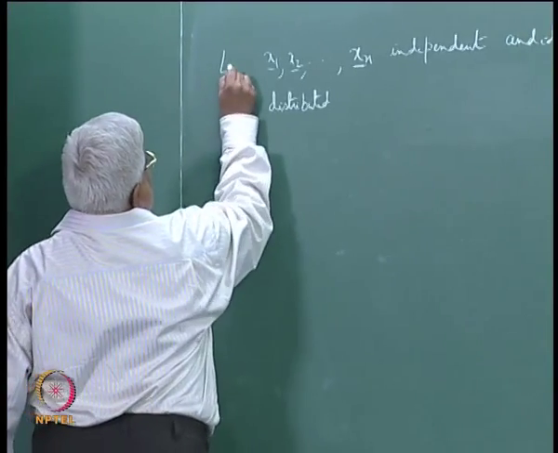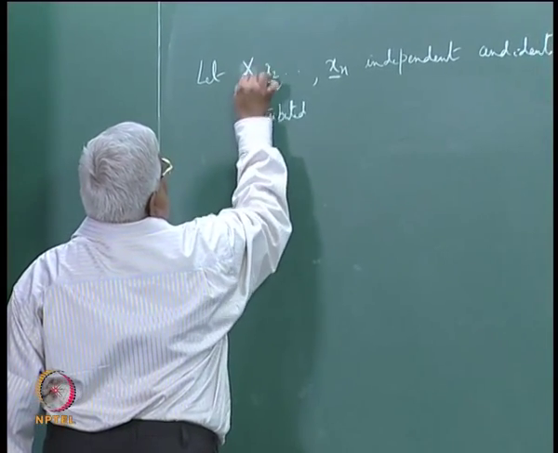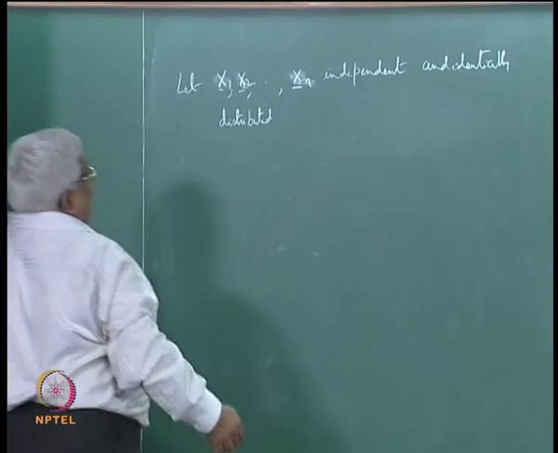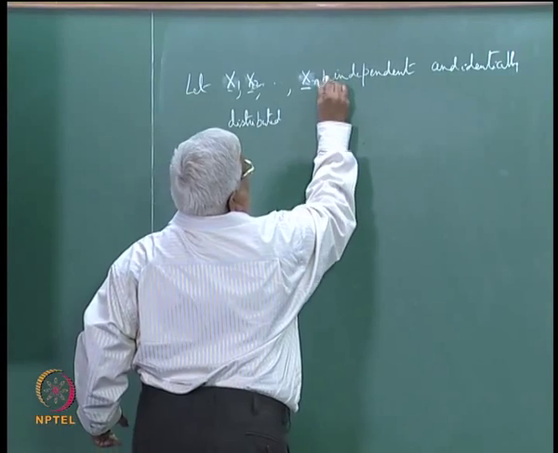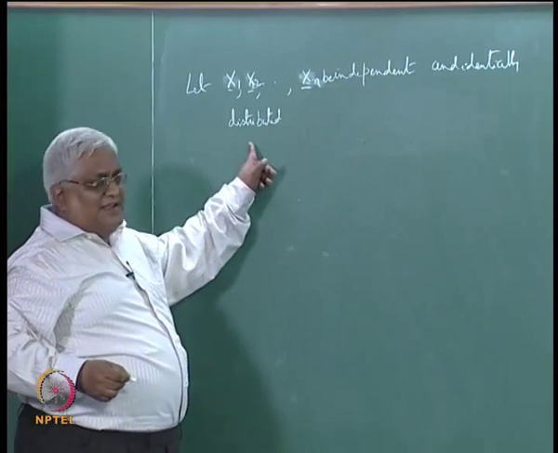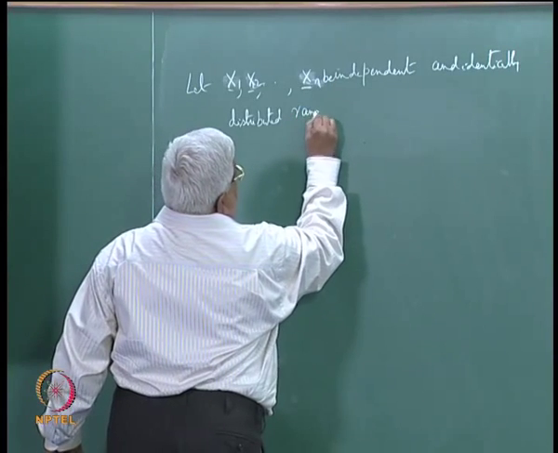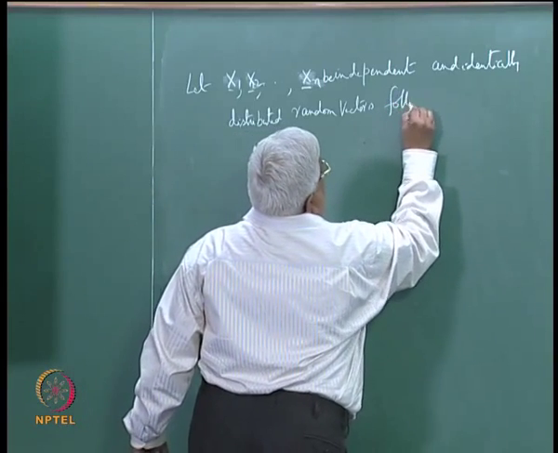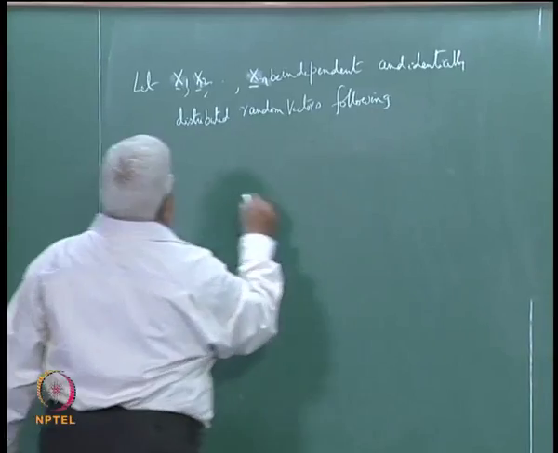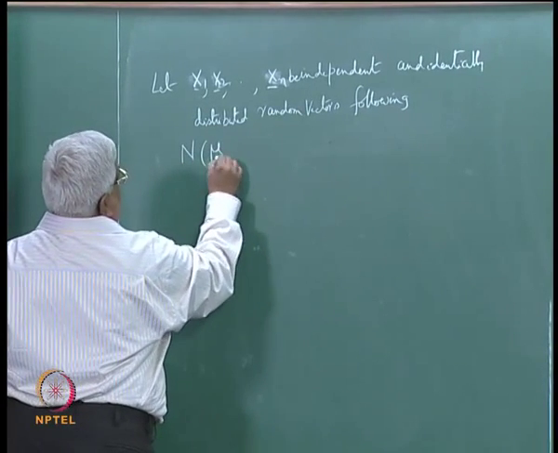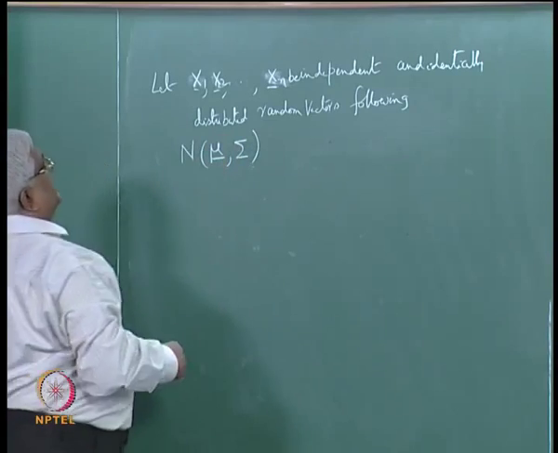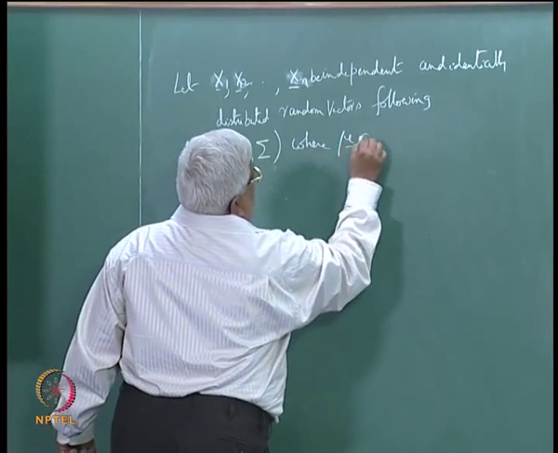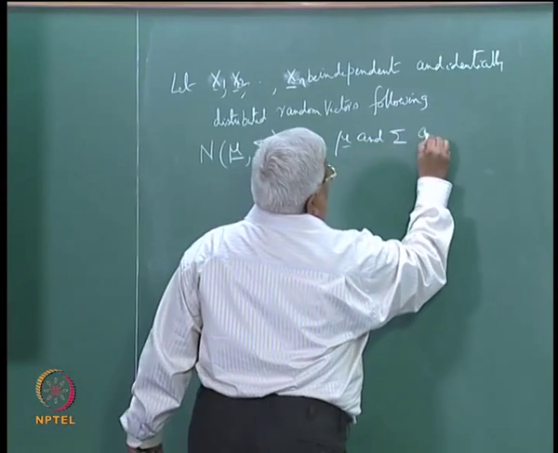Now let me write the statistical way of writing it. Let x1, x2, ..., xn be independent and identically distributed random vectors following a normal distribution with mean mu and variance covariance matrix sigma, where mu and sigma are unknown.